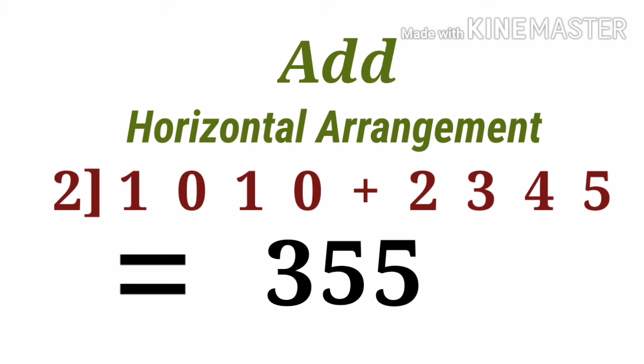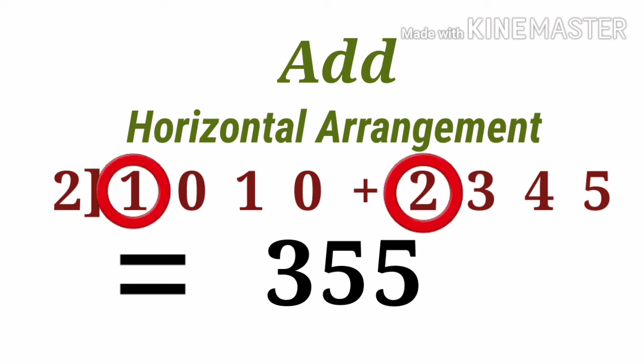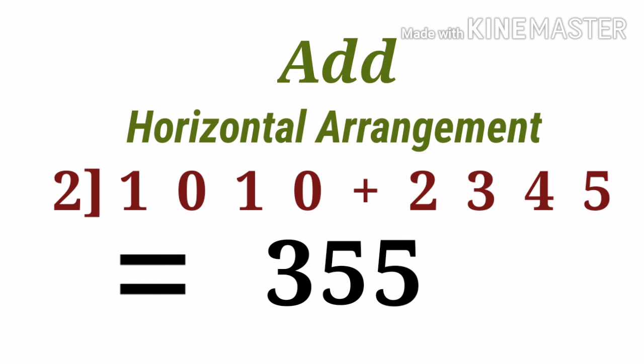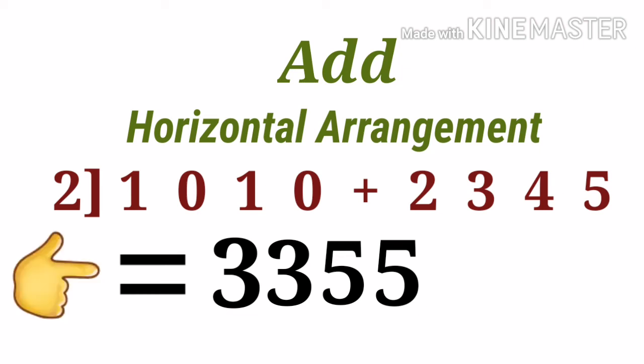Now look at thousands place. Which numbers are in thousands place? 1 and 2. Let's add 1 and 2. What will be the answer of 1 plus 2? 3. Write down 3 in thousands place in your answer. Now what is our answer? Yes, answer is ready. 3355.